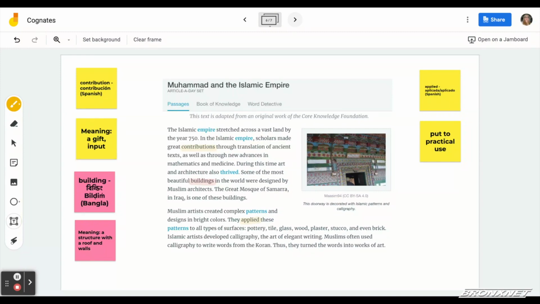Let's keep going. Islamic artists develop calligraphy, the art of elegant writing. Muslims often use calligraphy to write words from the Quran. Thus, they turn the words into works of art.